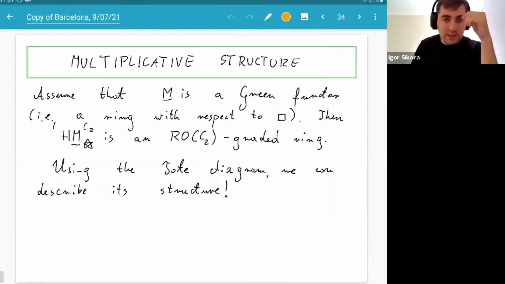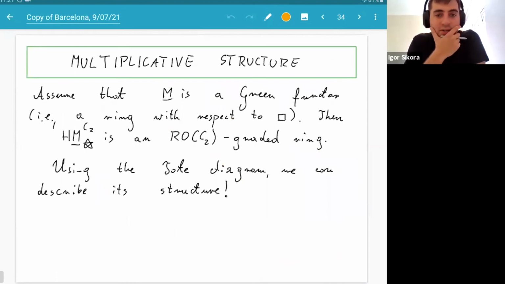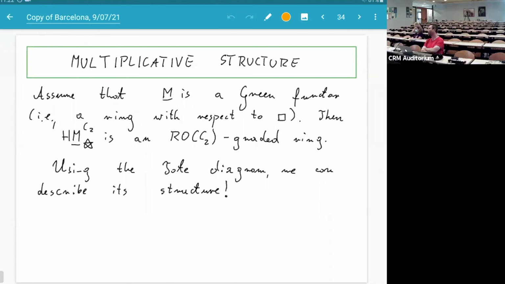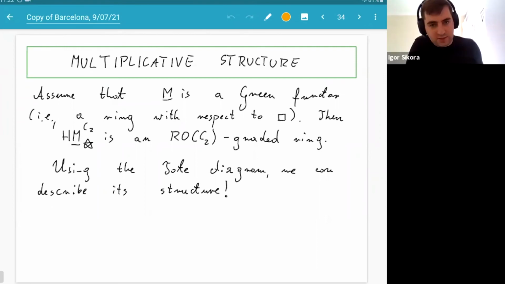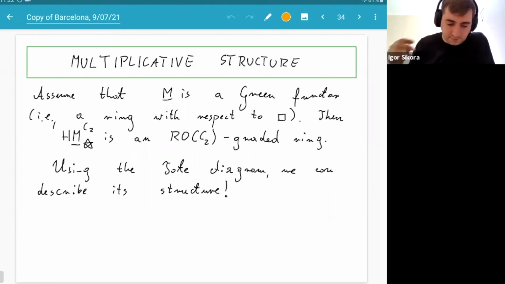So let's say something about the multiplicative structure for a general Green functor. Just to recall, a Green functor is a ring Mackey functor with respect to the box product. And if M is a Green functor, then its coefficients are an RO(C2)-graded ring. And again, using the Tate diagram, we can actually describe its structure. The ingredients of this structure are given as follows.